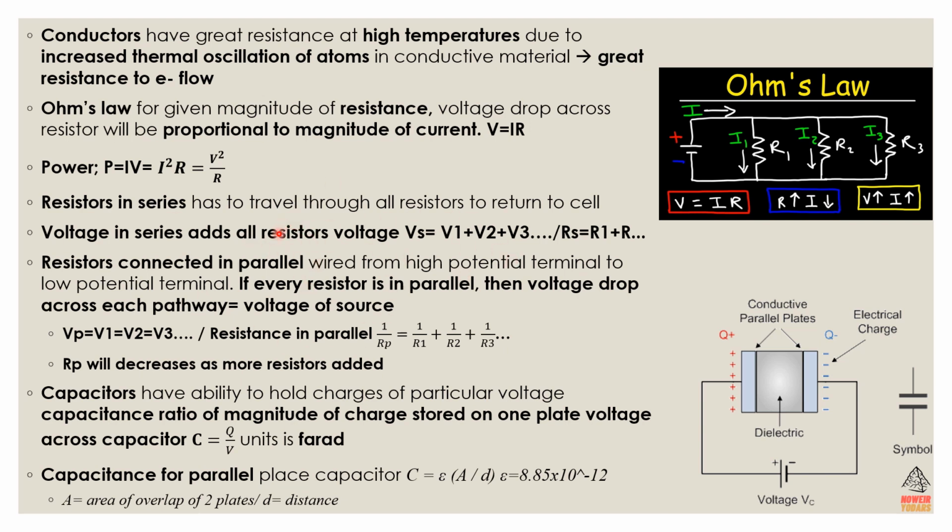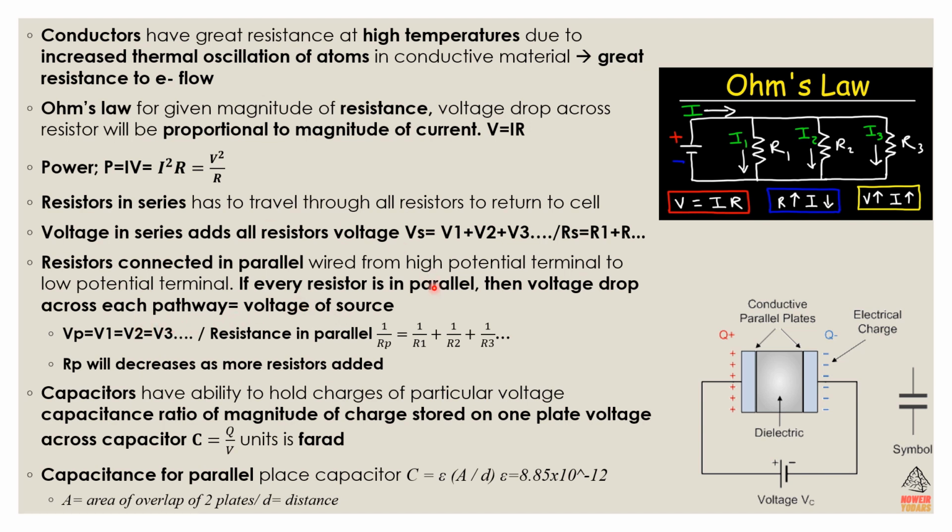And resistors connected in parallel are wired from the high potential terminal to the low potential terminal. If every resistor is in parallel, then the voltage drop across each pathway is equal to the voltage of the source. So let's say you have a total voltage of 10, for instance. Alright, so V1 is going to be 10, V2 is going to be 10, V3 is going to be 10.